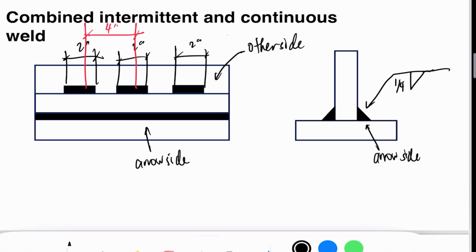Since the weld on the arrow side is continuous, you need not put the length of the weld symbol on the right side. You just need to put the length and pitch of the weld symbol for the intermittent weld, just like this one. So you have to put here 2 for the length of the fillet weld symbol, and its pitch 4. Don't forget to write the weld size on the left side. So that's how you label a combined intermittent and continuous weld.